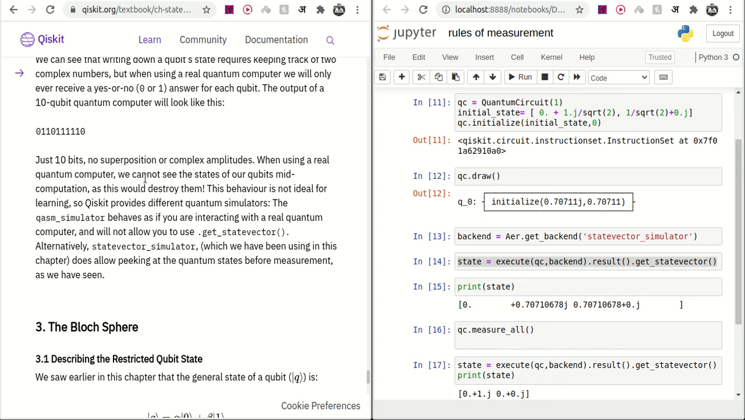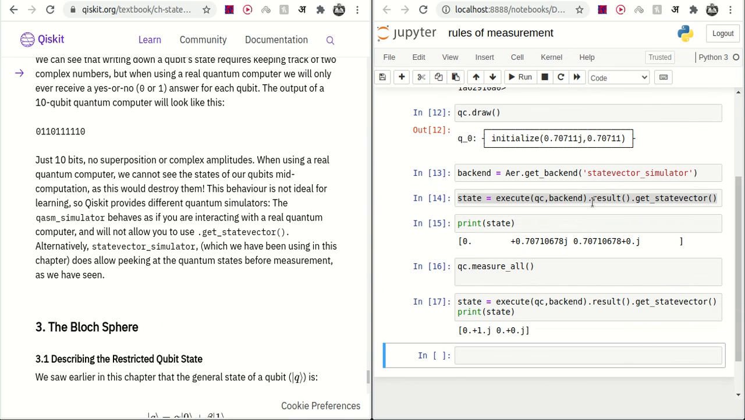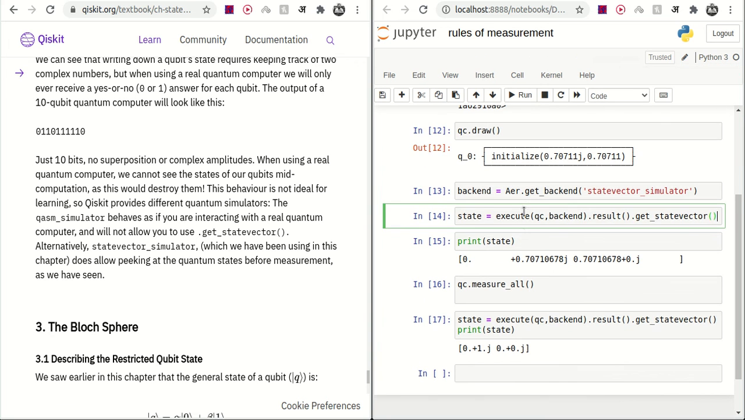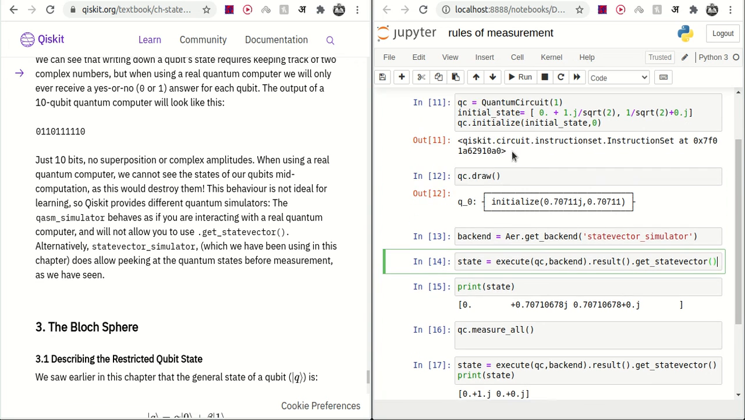So Qiskit provides different quantum simulators. The QASM simulator behaves as if you're interacting with a real quantum computer and will not allow you to get the state vector. Alternatively, the state vector simulator does allow peeking at quantum states before measurement, as we have seen. So before measurement we are actually seeing how this is happening.